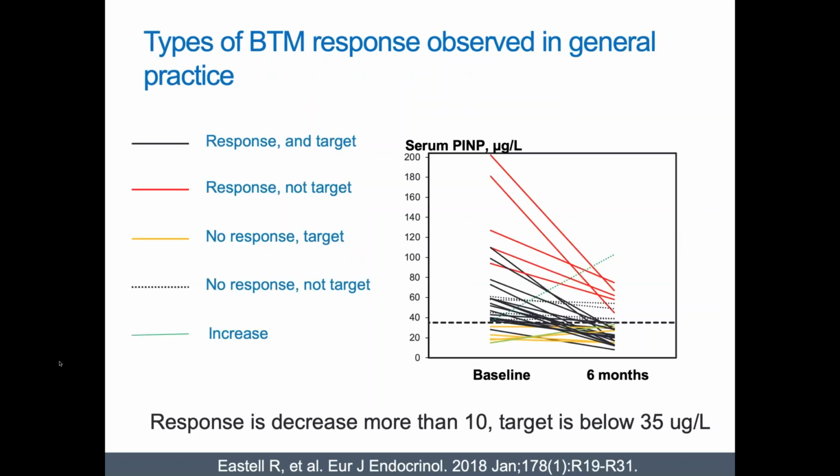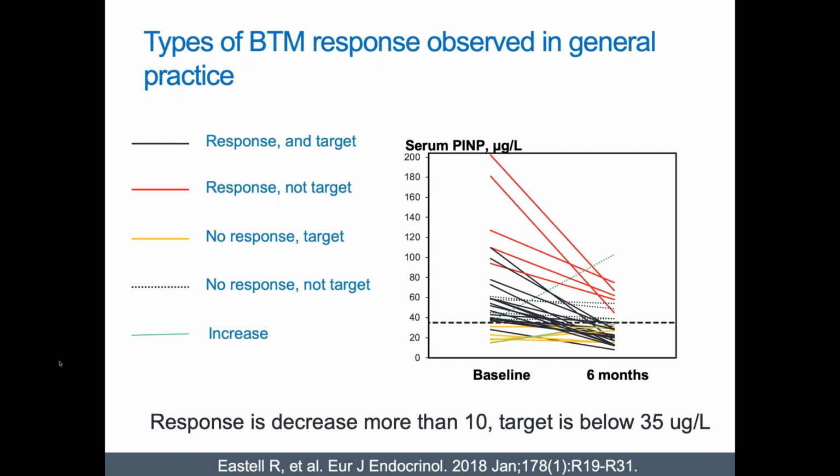So let me just show you what happened when we audited our results from the general practitioners. I'm showing you here the change in the P1NP from baseline to 6 months in the patients receiving the bisphosphonates, just showing you what happened when it was a good response. And that's the black line. The black line shows you that from baseline to 6 months, they've decreased by more than 10 units in P1NP, and they've gone below the broken line, which shows 35 micrograms per liter. So the black ones show that they've responded and reached the target.